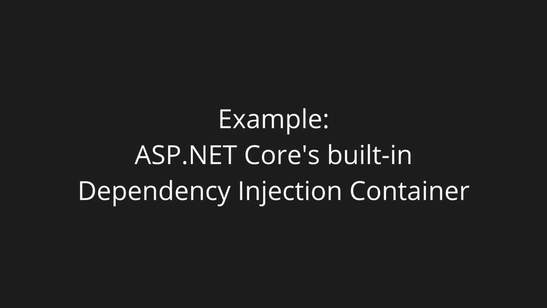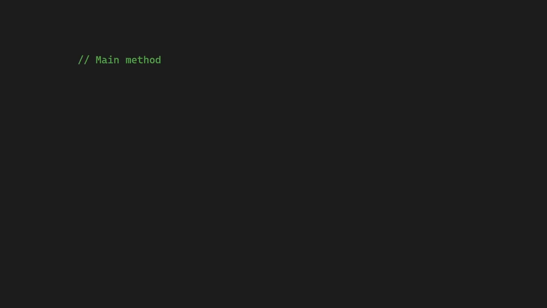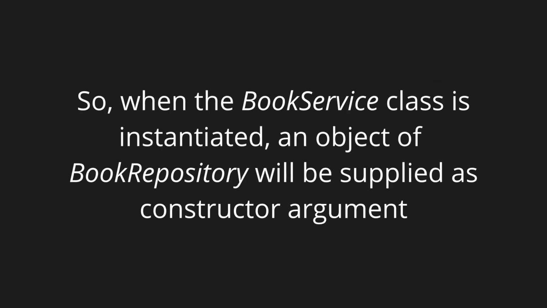So for example, if you're using ASP.NET Core, we can use ASP.NET Core's built-in dependency injection container. So in the main method, we can say builder.Services.AddScoped, for example, and pass as generic arguments IBookRepository, BookRepository. So this is like saying to the dependency injection container, whenever someone asks for IBookRepository, provide them with an instance of BookRepository. So in our book service example, whenever the book service class is instantiated, an object of book repository class will automatically be supplied as constructor argument.